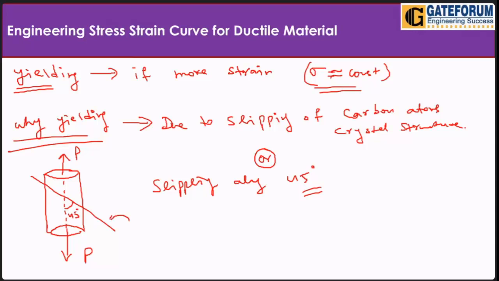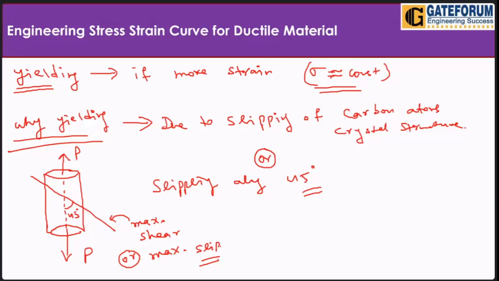On this plane, maximum shear occurs, which is also known as maximum slip. Because of this slipping, there is a large change in the length, a large change in strain without any significant change in stress. That is known as yielding. So we come to know what yielding is as well as why we have yielding.